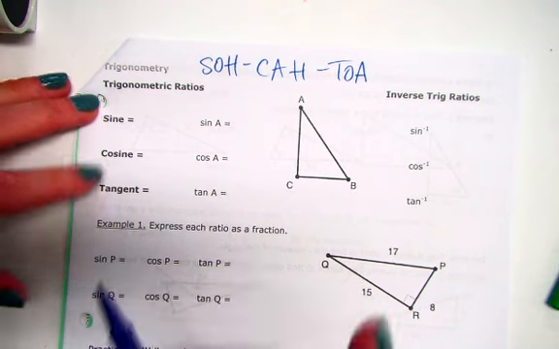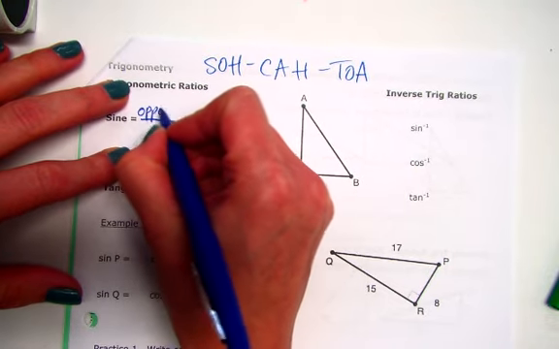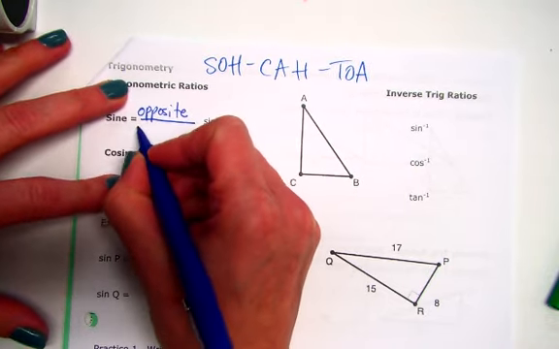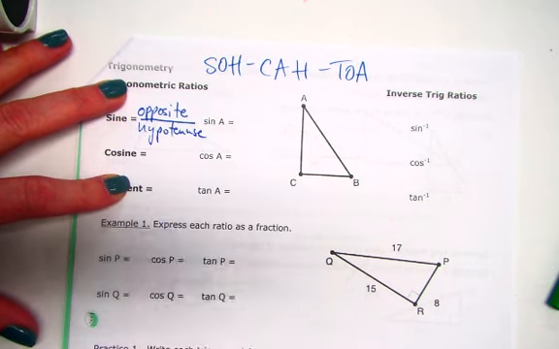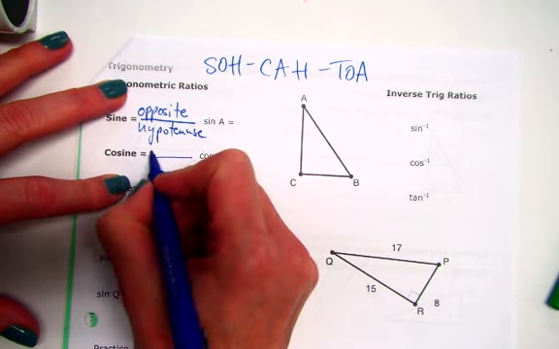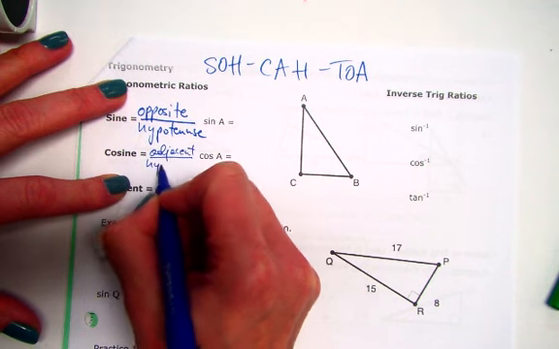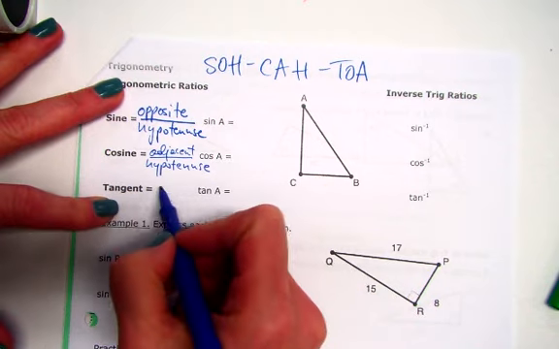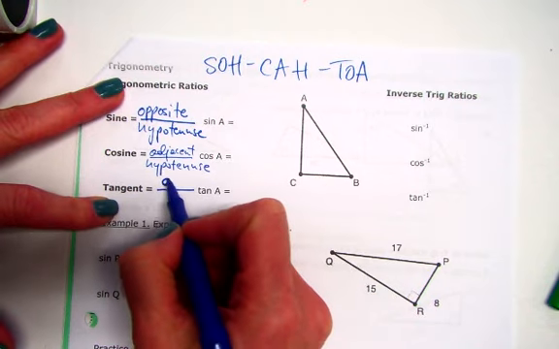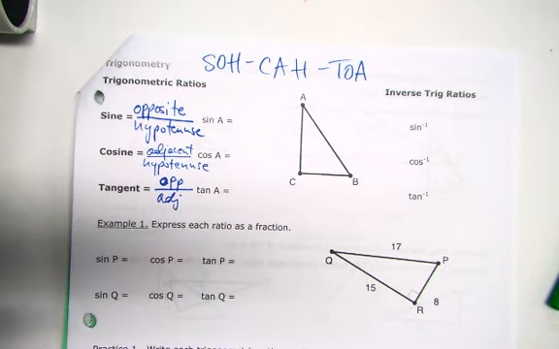What do they mean? So, the sine stands for opposite over the hypotenuse. Cosine stands for adjacent over the hypotenuse. Tangent stands for opposite over adjacent.